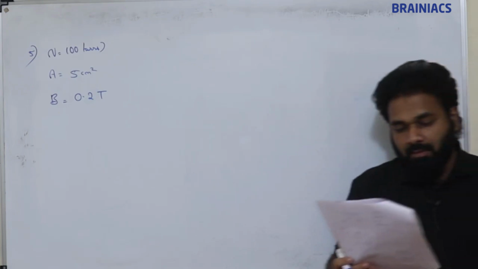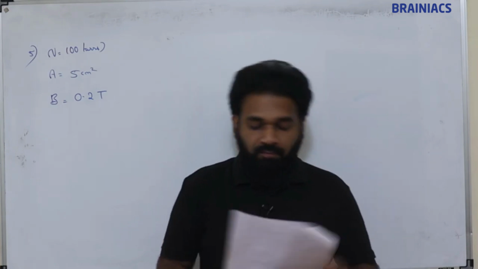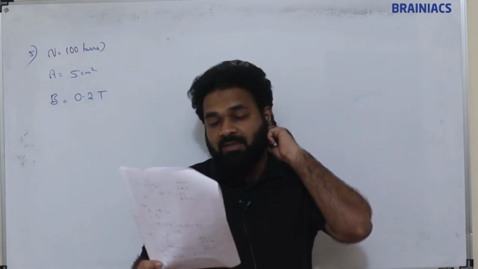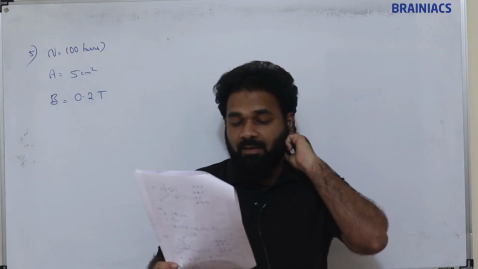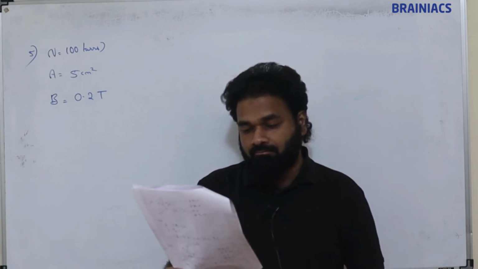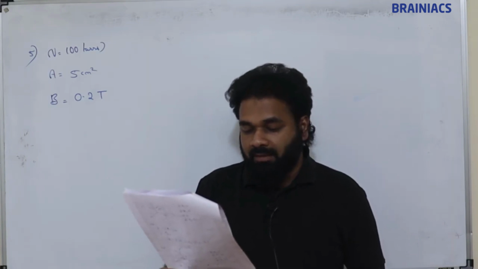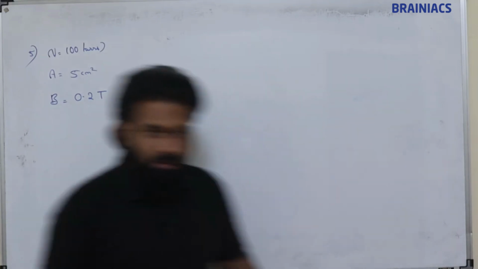A coil of 100 turns of 5 centimeter square area is placed in an external magnetic field in such a way that it makes an angle 30 degree with the magnetic field direction. Calculate the magnetic flux through the coil, right?